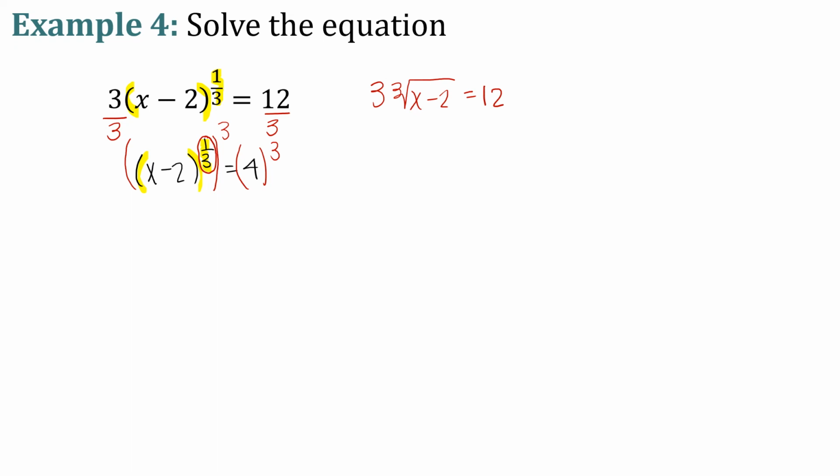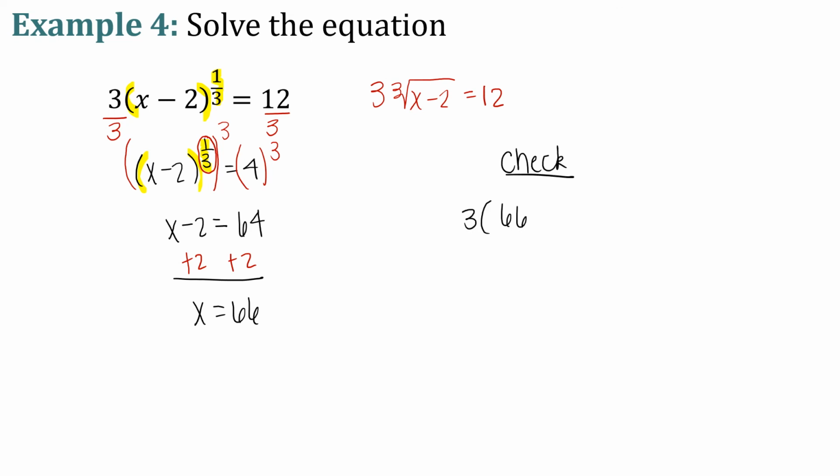So now I'm left with x minus 2 equals 4 times 4 is 16, and 16 times 4 is 64. 4 cubed is 64. So to solve this, I'm going to add 2 to both sides, and so x equals 66. Let's check this, okay?